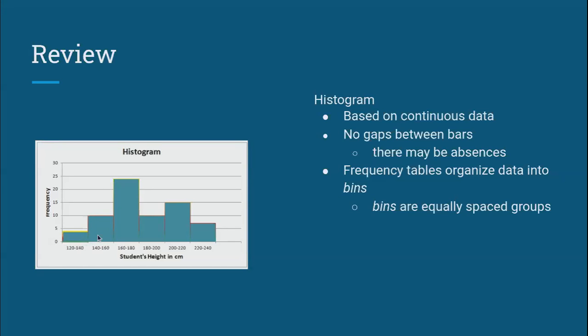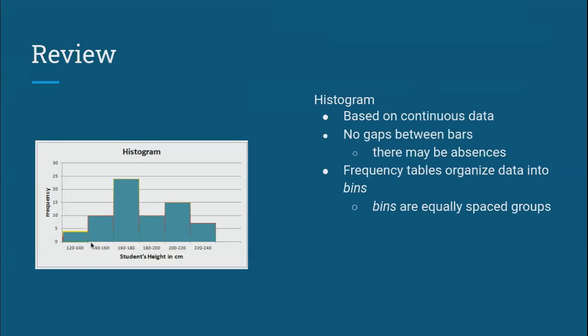In the second bar, those students are between 140 centimeters tall and 159. So the high end gets counted in the next group. And when we compare a histogram to a dot plot, the difference is we don't actually know about the individual terms in a histogram because we've grouped them together.